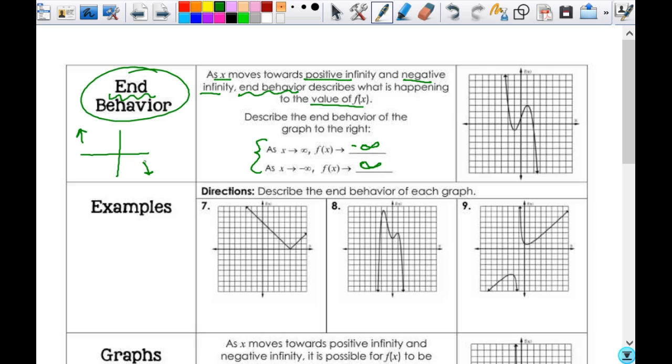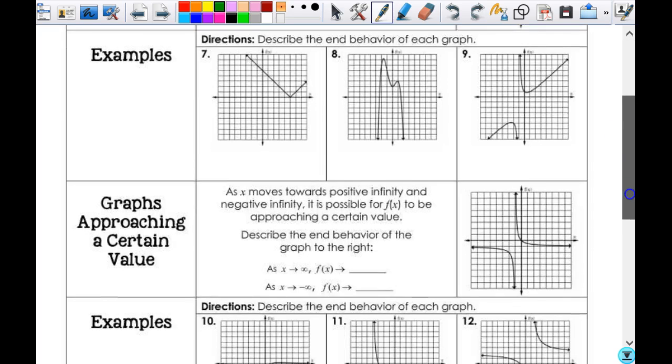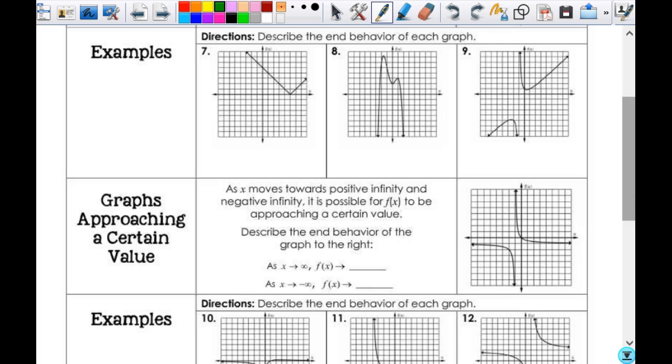All right, so let's look at these examples. It says, describe the end behavior of each graph. Now you have to do a little bit of writing, but you'll survive. All of my students have survived this all day long. So as x approaches infinity, this is when we're thankful for the symbols because we don't have to write all of those words, right? F of x approaches what?